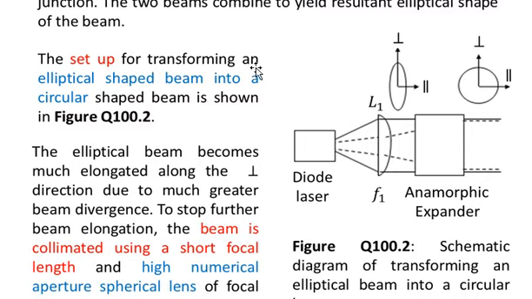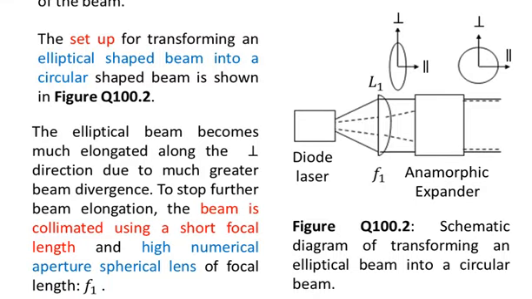The setup for transforming an elliptical shaped beam into a circular shaped beam is shown in figure number 2. So let's look at figure number 2. You see that this is a diode laser, and of course two beams are coming. One is shown in dotted line, which is the horizontal beam, and the other is shown in solid, which is the vertical beam, as I have discussed with relevance to figure number 1.